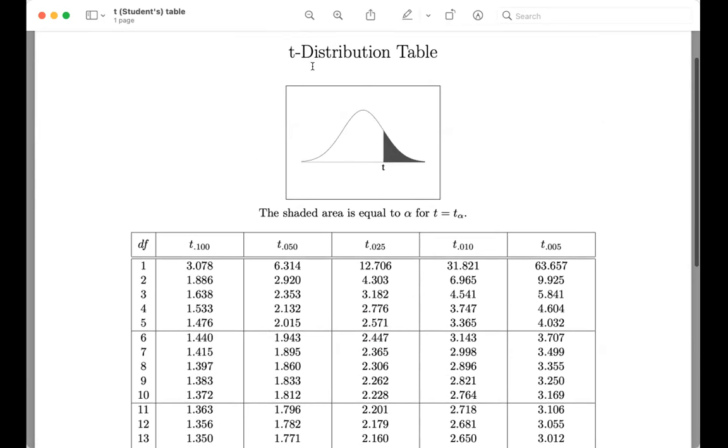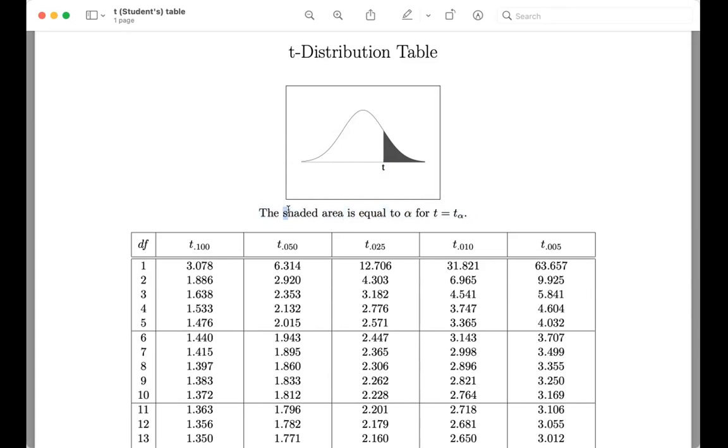So as we remember the T distribution, this area, and it's always great to see a little picture because they could potentially change. I've seen normal tables where the numbers are a little bit different, where they calculate it from the center. Anyways, in this T table that I gave you, this is the T critical value. And this area under the curve here is our alpha. And it says the shaded area is equal to alpha for T equals T alpha.